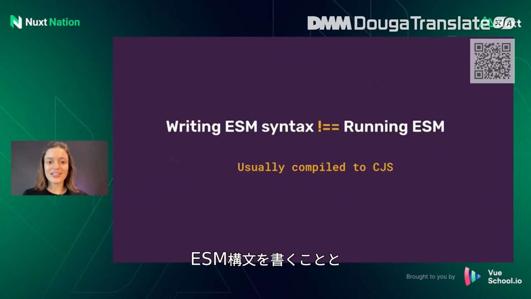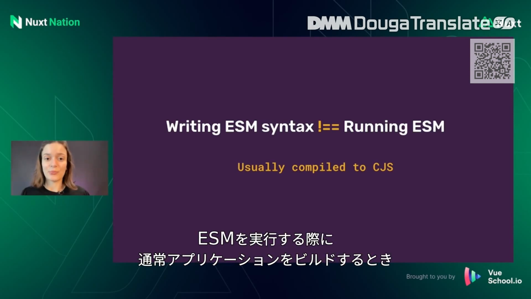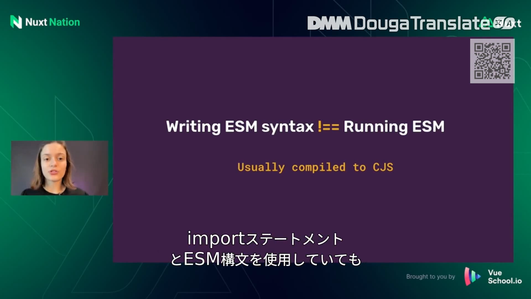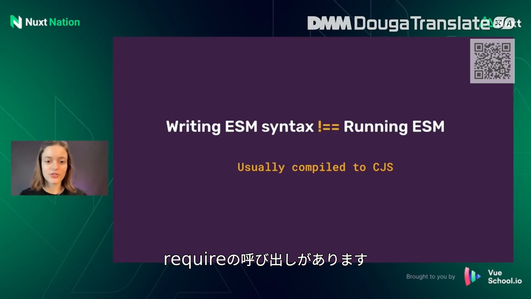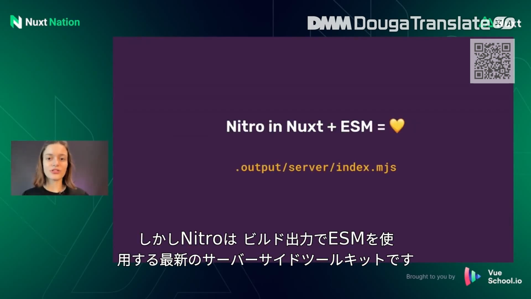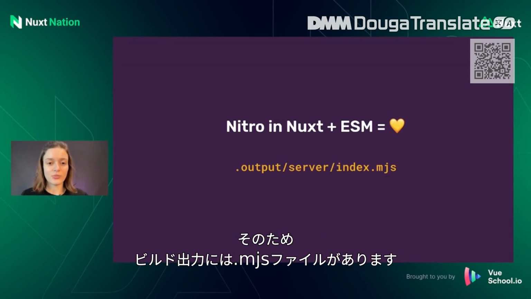So writing ESM syntax is not the same as running ESM, because usually when you build an application which is using import statements and the ESM syntax, it's usually compiled to CJS. So when you look into the build output, you have require calls. But Nitro is a modern server-side toolkit which uses ESM in the build output. So we have .mjs files in the build output.